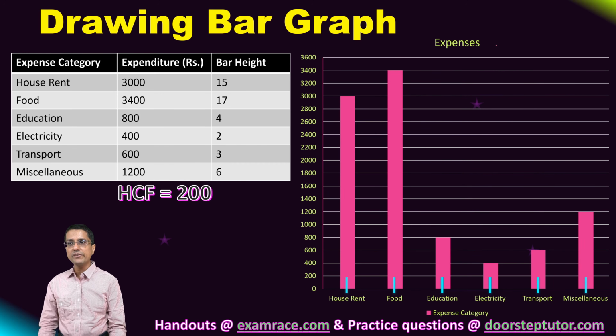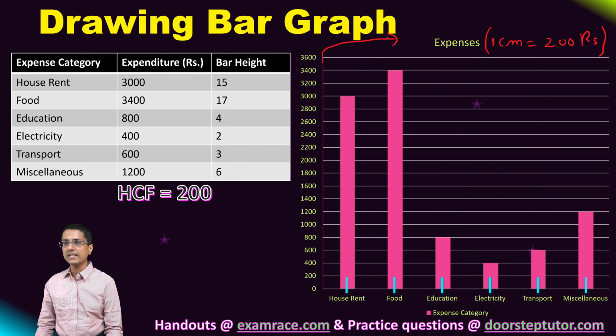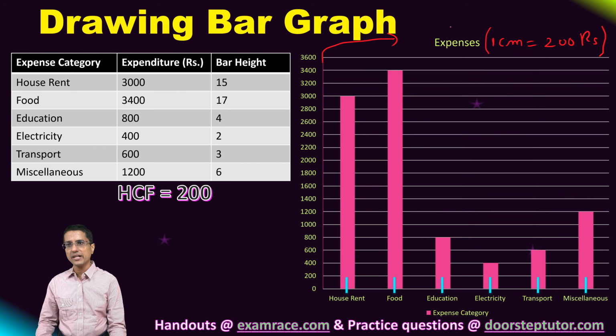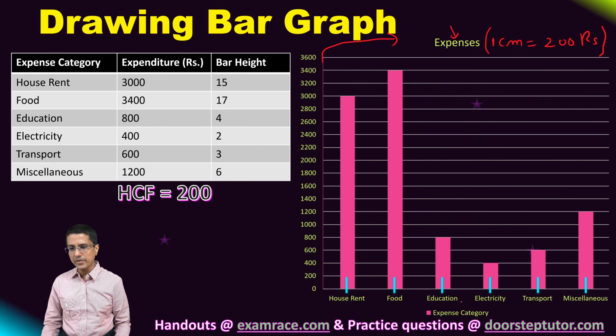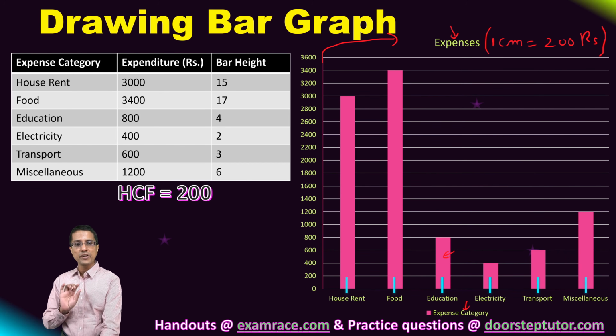One of the things which is missing from this bar graph, which you should put, is the scale. Scale means we'll put here: 1 centimeter is equal to 200 rupees. That scale is actually necessary. That is the scale of our y-axis, and you should always put that. All the other information we have already captured: it is the bar graph of expenses, and each of these bars represents an expense category.